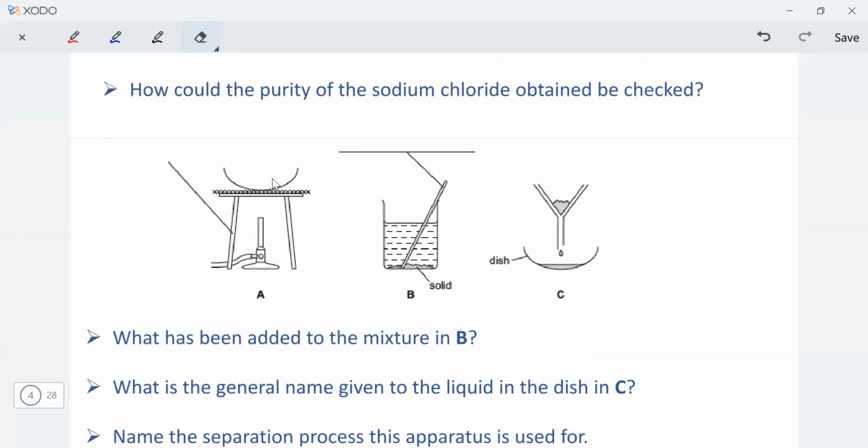Let me revise the lab tools with you. Here we call this an evaporating dish. This is called a tripod. This is called a Bunsen burner. This is called a glass rod or a stirring rod. This is called a beaker. This is called a filter funnel. And this is a dish.